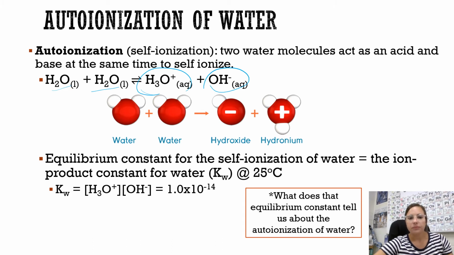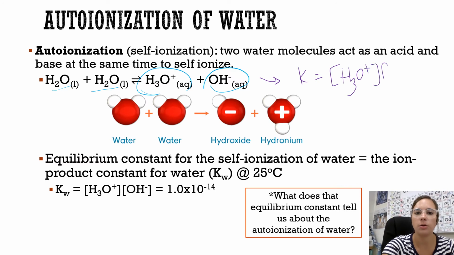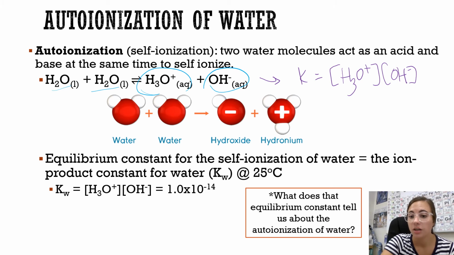Now, if I wrote the expression K for this equation, I would only have my products because my reactants are pure liquids. So that's my equilibrium expression, K, for this equation. I could have given you that last unit and asked you to write K, and that's what you would have written. Well, now we're going to give this specific expression the name Kw, because it's the ion product constant for water specifically.